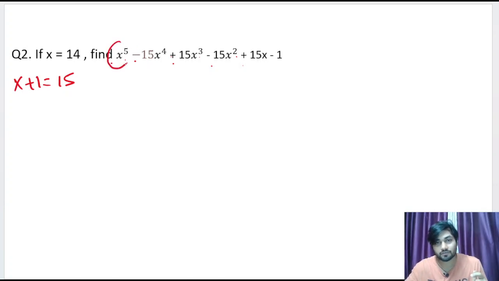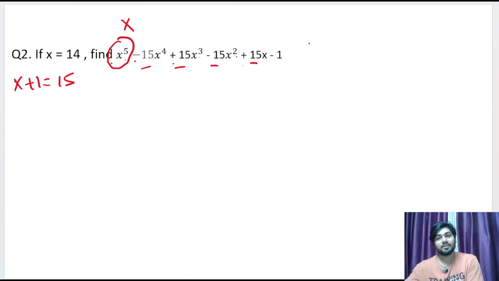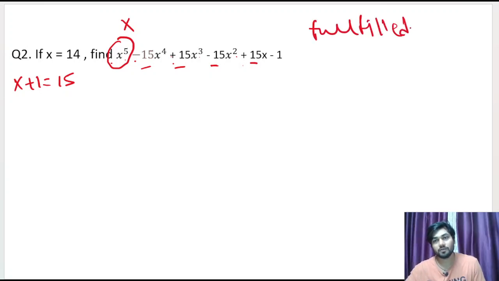What is the highest degree of x? X to the power 5, so it will be omitted, neglected. Here I have 15, 15, 15, 15. So all the criteria are fulfilled. All the criteria are fulfilled, right?